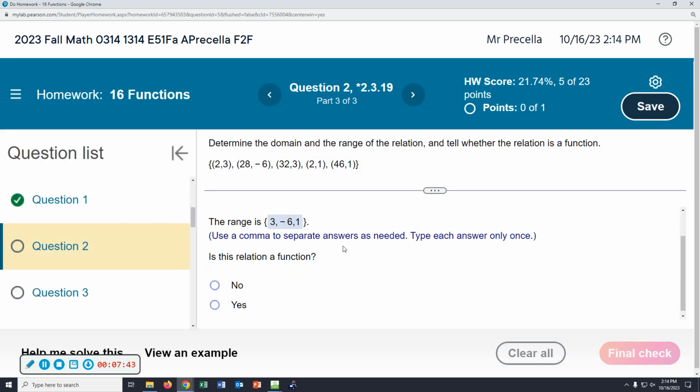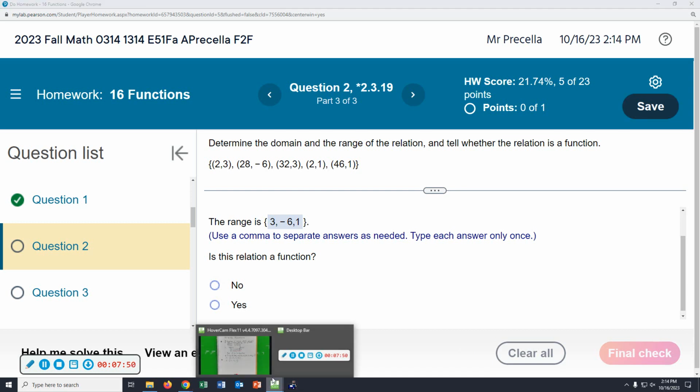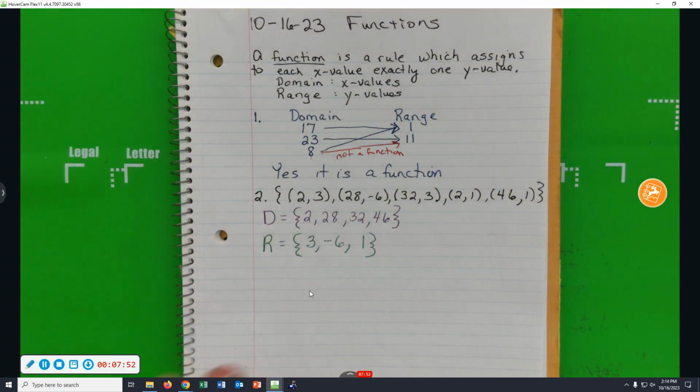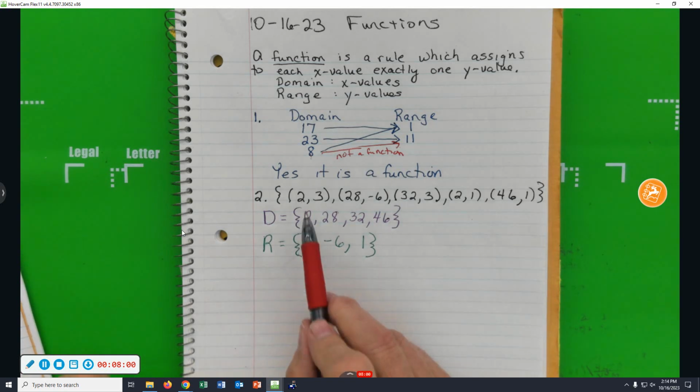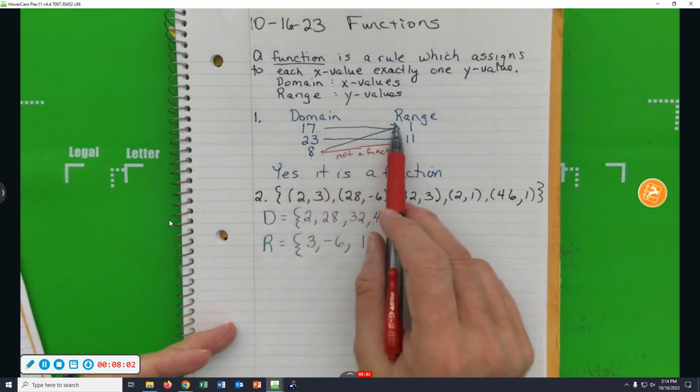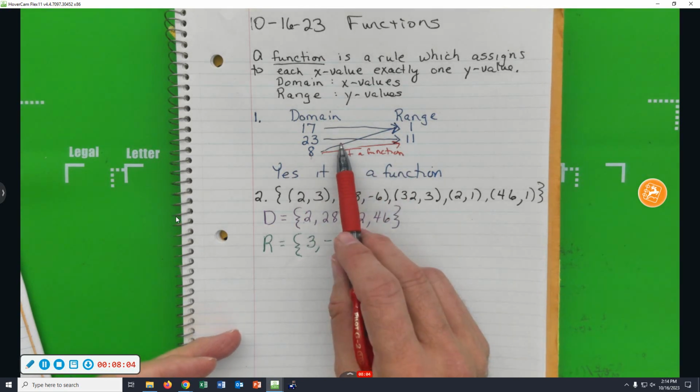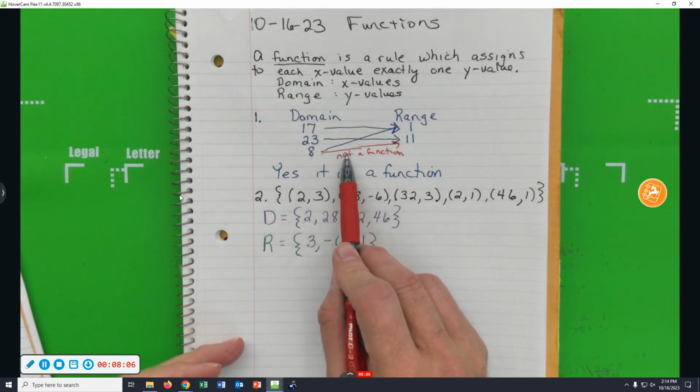Okay. Now it's going to ask, is this a relation? Notice they're using the word relation the way I used rule. So they've used correspondence or relation. A relation is just a set of ordered pairs, what we call a rule. I like these arrows up here. If there's 2 arrows coming out of the same number, it's not a function.